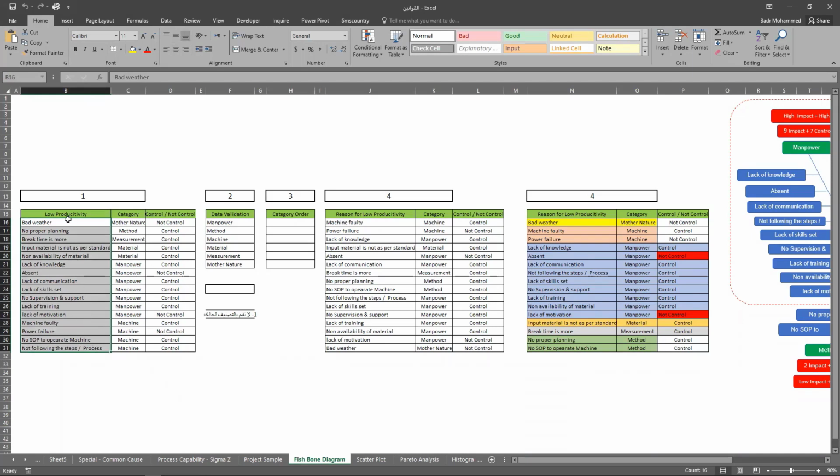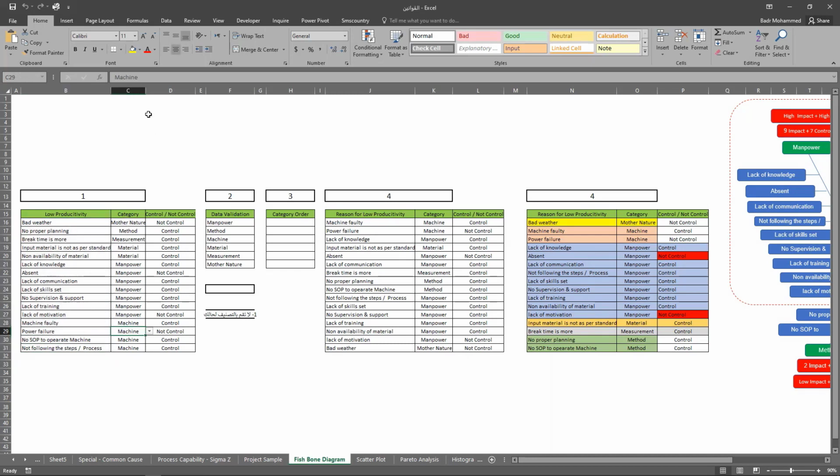So where do we get these potential X's or potential root causes? We get them from brainstorming. We selected 6 to 12 employees. They sat together in the conference room, and we told them we have low productivity and we need from you the potential root causes, the potential X's, based on your ideas, your experience, and your knowledge about this issue. So they came up with these 16 root causes.